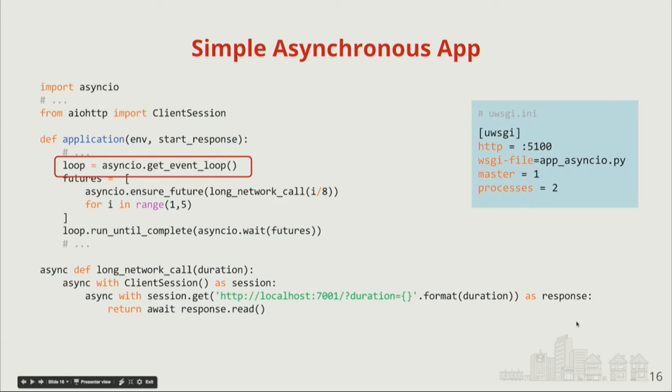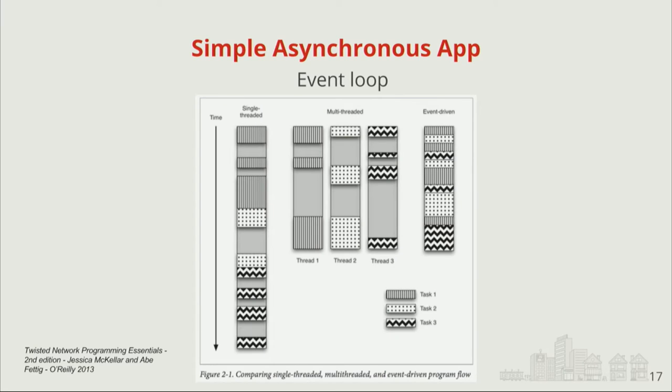Just looking at the code again, there is one part which is a bit more important than it seems: asyncio.get_event_loop. It's not as transparent as it seemed. What we did is we kind of changed the way our program ran, and there was a very nice schematic in Twisted Network Programming Essentials, so I just took it. Single-threaded is what we used to do in the single app system, and what we're trying to do now is event-driven. So we are not waiting anymore. We are just piling up, and everything is happening inside the loop. We changed the way our program ran.